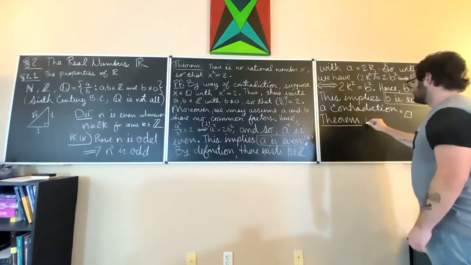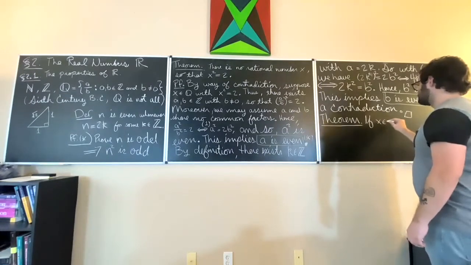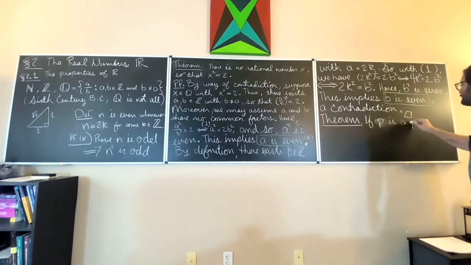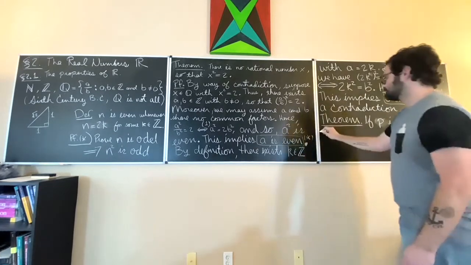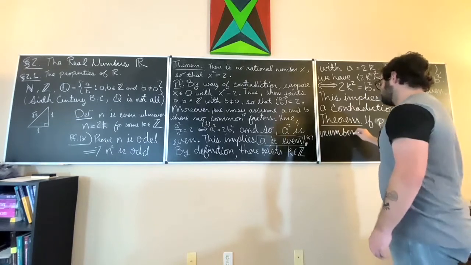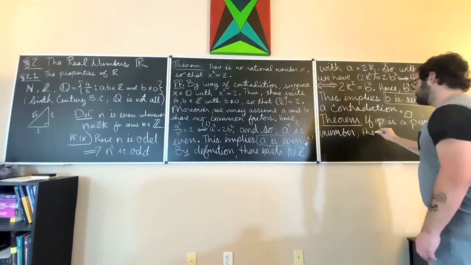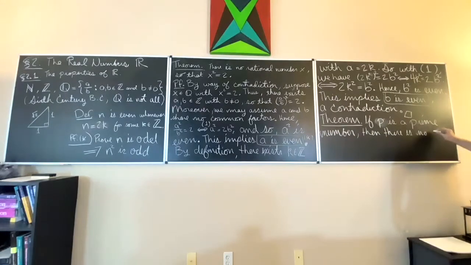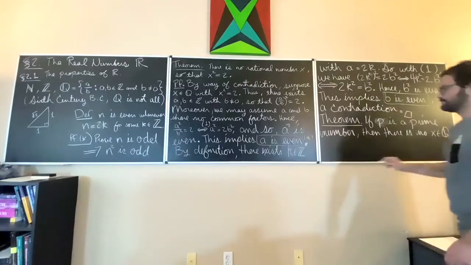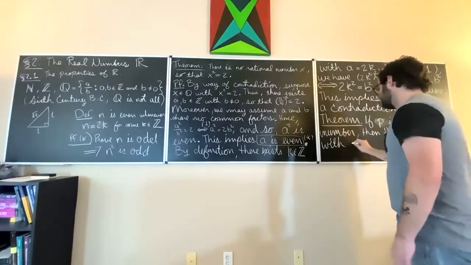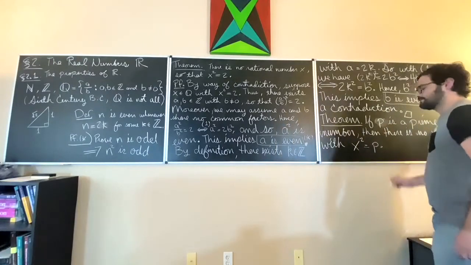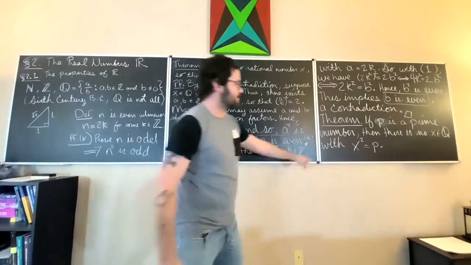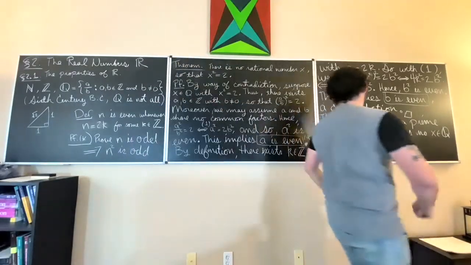so if p is a prime number, then there is no rational number x with x squared equals p. That's the general theorem of this result here, because 2 is a prime number. So if this is true, then that implies this is true, right? And this is not too hard to prove.